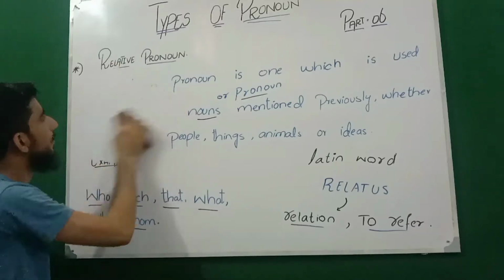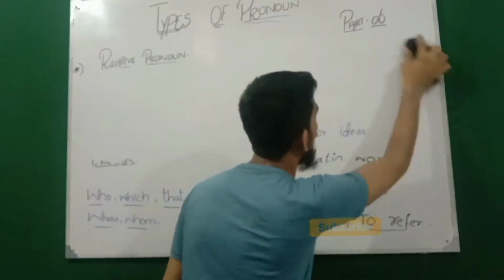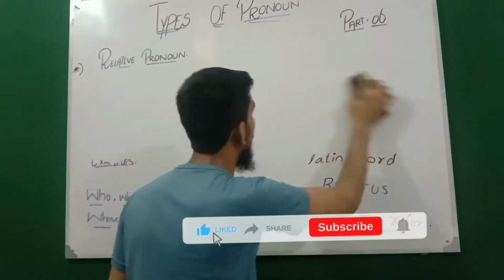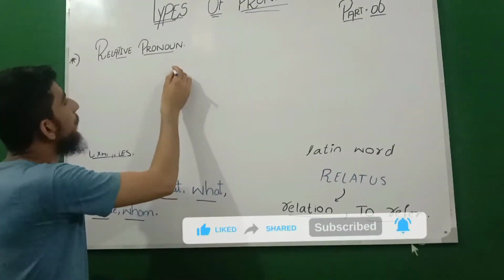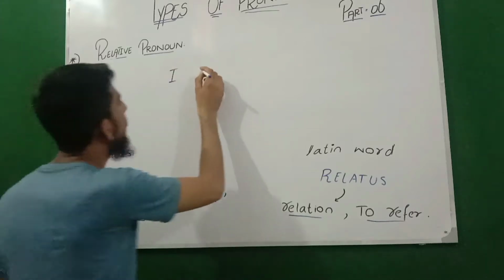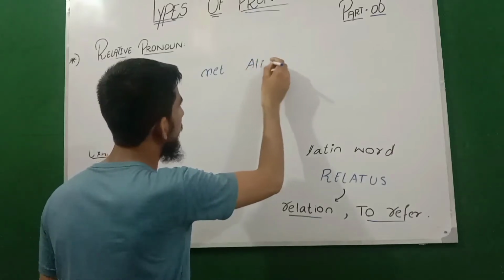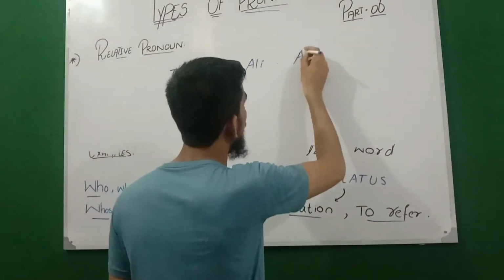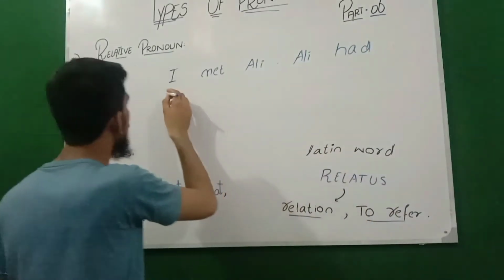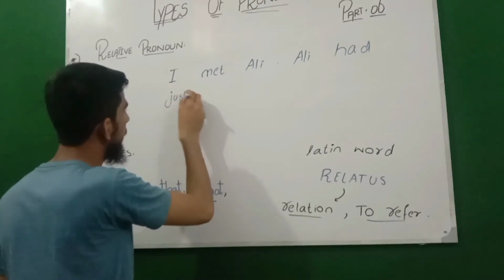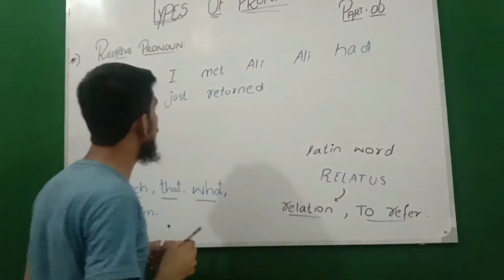Now that you have taken a screenshot, I will give you an example of the relative pronoun. We will discuss further examples in this video as well, but to make it clear I want to give you a short example. The example is: I met Ali. Ali had just returned. Look, viewers, in this example I have used Ali twice.